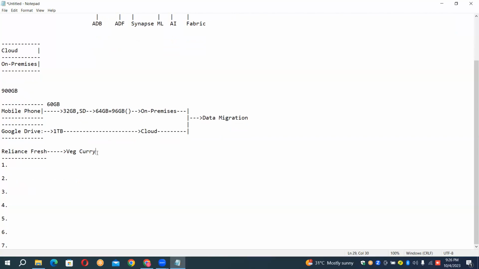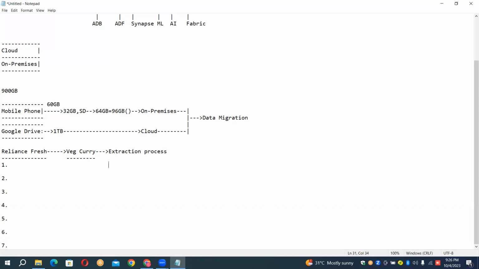Tell me now. Are you going to buy only those vegetables which are required for cooking your curry, or will you buy all the vegetables available in the Reliance Fresh? Everyone? Only those which are needed. Yes, those which are needed. So what is this called? Extraction process.